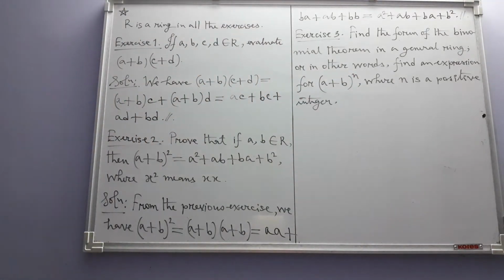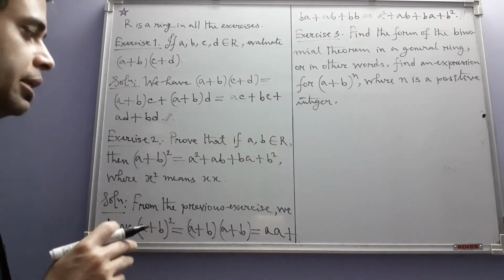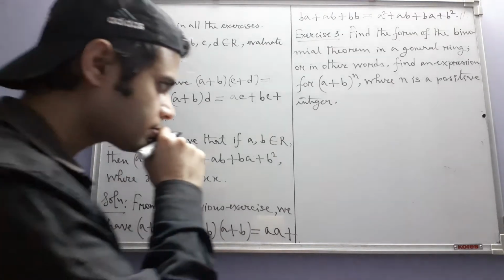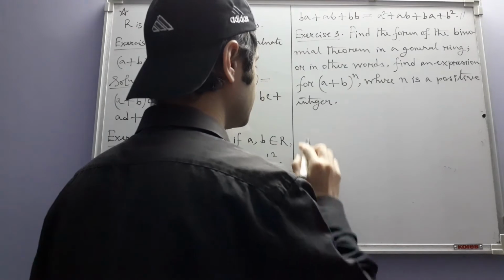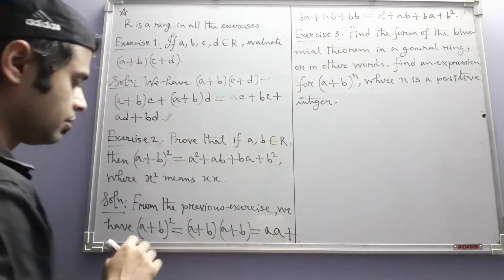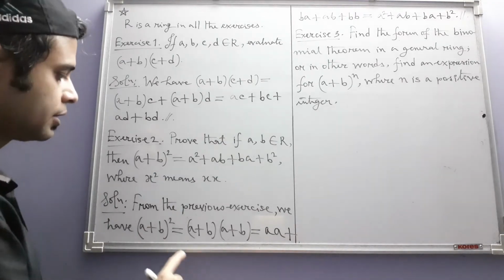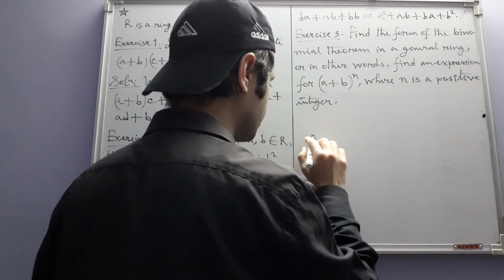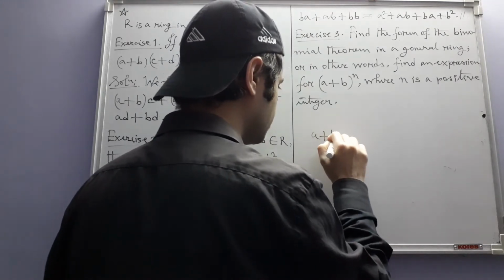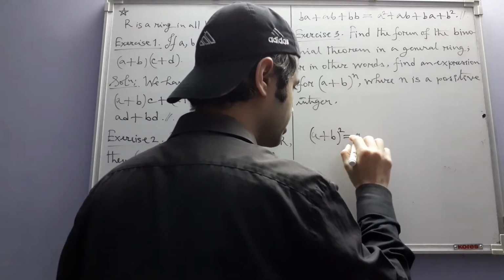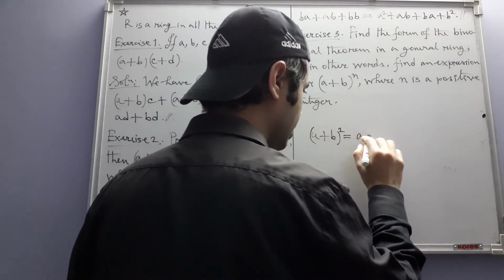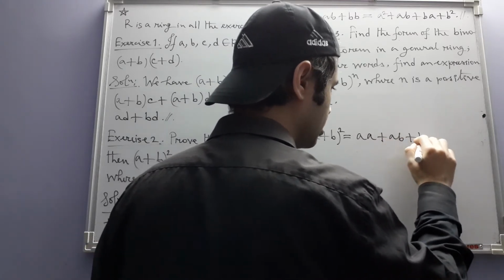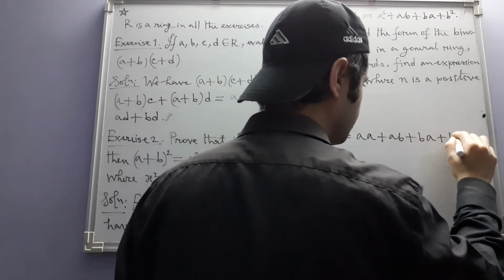Okay. Now, before we solve this, we need to know what is the general form. For that, what we do is this. We take our cue from the previous exercise. Here, (a plus b) whole square is of this form. A square is actually AA plus AB is of course AB. Then we have BA plus BB.